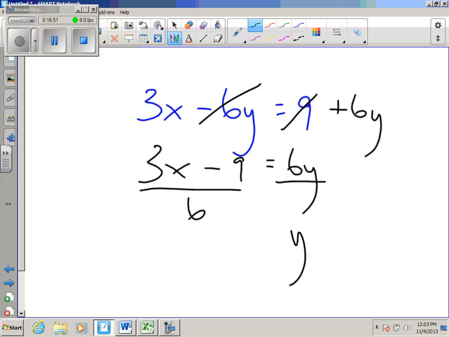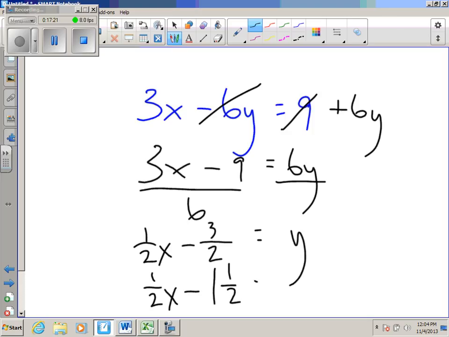Okay, that'll give me a y over here. 3 over 6 is what? Half what? Good. 9 and 6 both have 3 in common. How many 3's up top? How many on the bottom? Okay, that's fine. If you want to simplify, then I just make this a negative 1.5 equals y. Your slope is then what? Half. Your y-intercept?